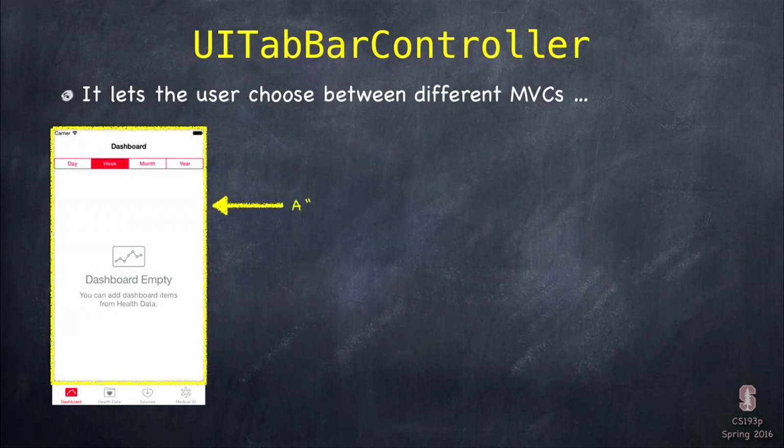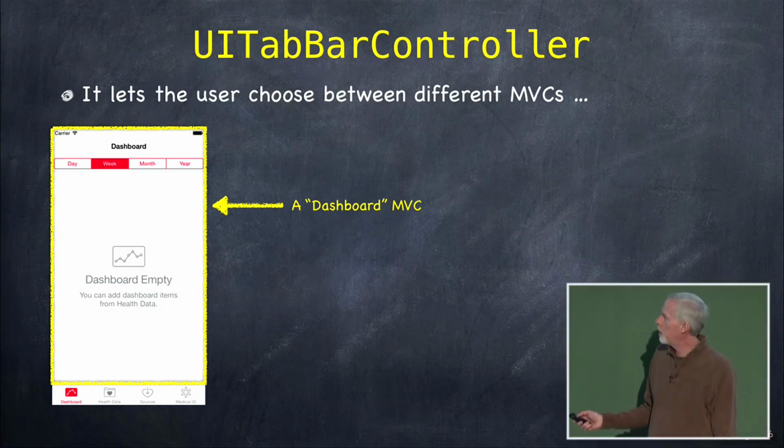Let's talk about the tab bar controller. This is the simplest of them all. You've seen this, it's got the tabs along the bottom. Here I've got this one, the dashboard. This is the health app, I think. We've got the dashboard selection here, and this entire space is being owned and managed by a dashboard MVC, not the tab bar controller MVC, but the dashboard MVC.